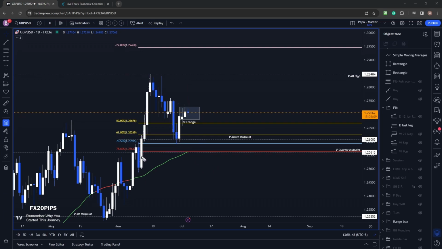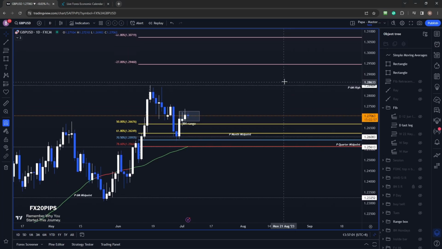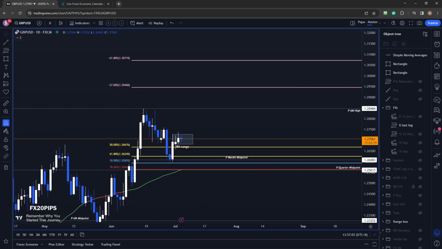So I also have a theory that if it bounces off any of these levels, there is a very high chance you will reach this level. Let me just scroll up further, and there we go, we have another level here, 1.30719. Okay, that's the theory part.